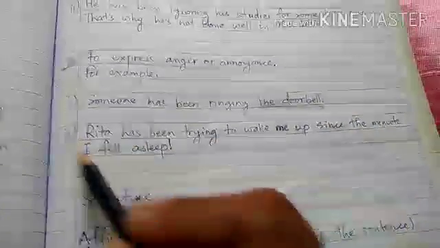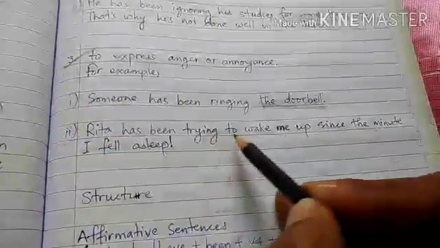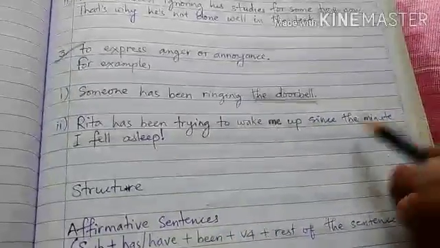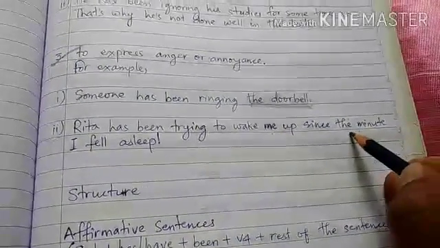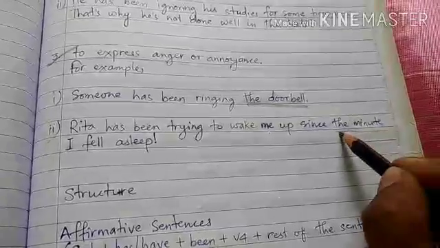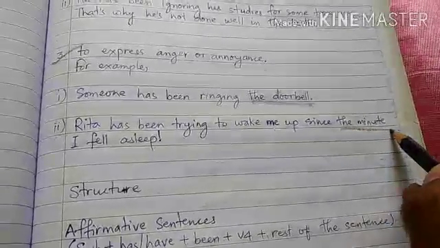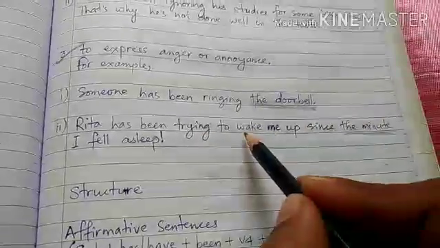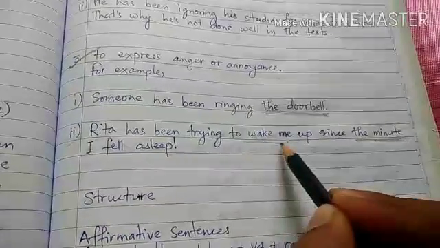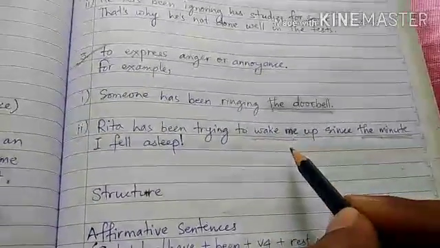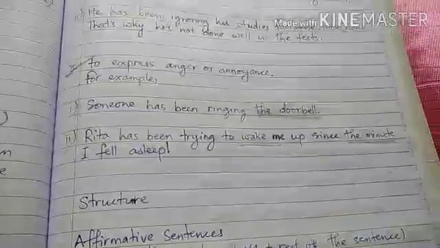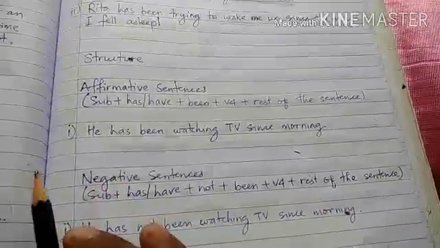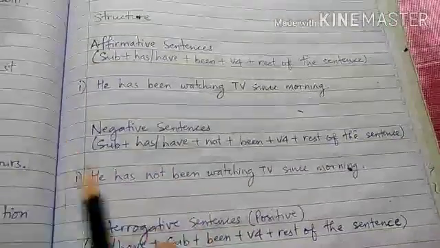Okay, now next is Rita has been trying to wake me up since the minute I fell asleep. That means it started since the minute. Though it is a minute past, it started in the past. And still the action of waking up is continuing up to the present time. Okay, understood? So now I hope you have understood the uses of the present perfect continuous tense.